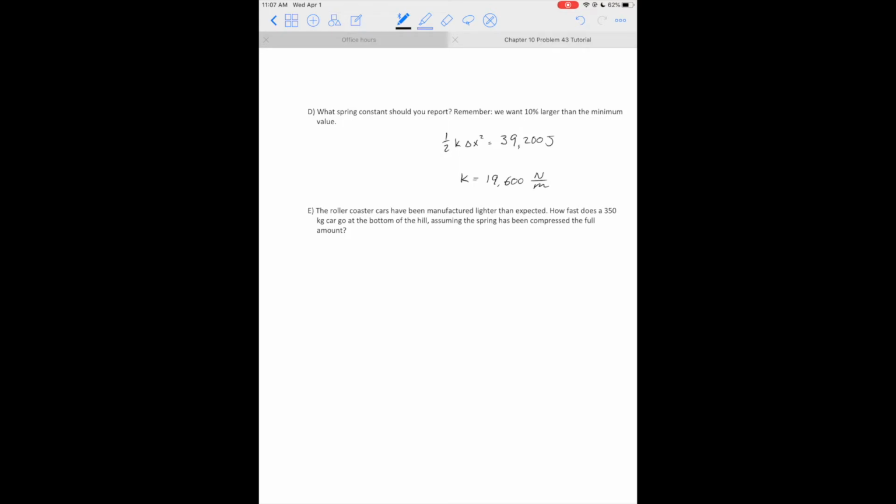Shocks on a car have a spring constant of somewhere between 10,000 and 100,000 newtons per meter. So this is somewhat reasonable. I think the only other thing we need to remember, though, is that we want 10% larger than the minimum value. This is the minimum value, right?